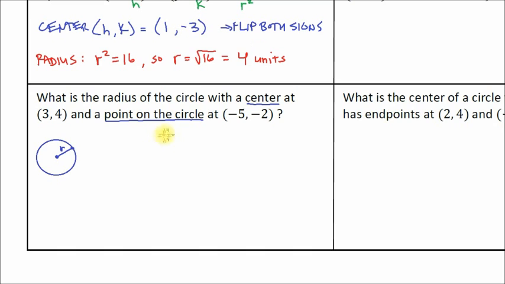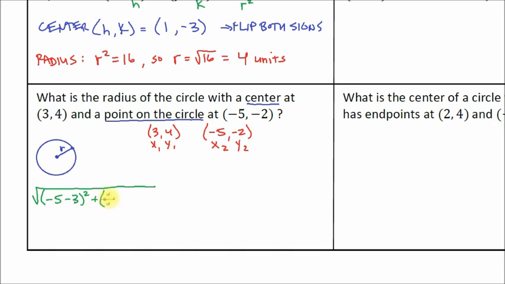Let's go ahead and write our two points here. We're looking at a center at (3, 4). Let's label that as x sub 1, y sub 1. And then a point on the circle is (-5, -2). Let's label that as x sub 2, y sub 2. And let's use our distance formula. We've got (x sub 2 minus x sub 1) squared plus (y sub 2 minus y sub 1) squared.